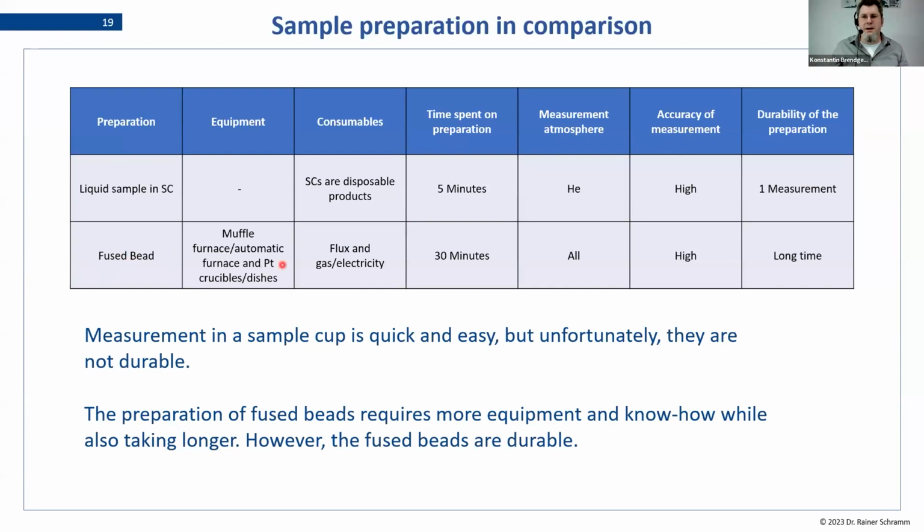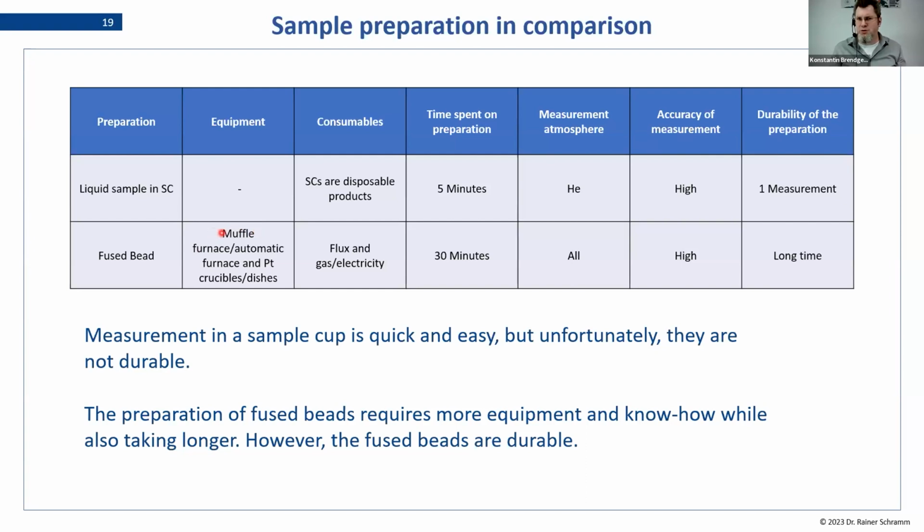If we compare this with the fused bead now, what we want to use in our transfer set, we do need more equipment for that. First of all, we need the capability to make fused beads. So at the least, we need some platinum dishes and a muffle furnace to do it manually. More modern is the more reproducible approach for this.